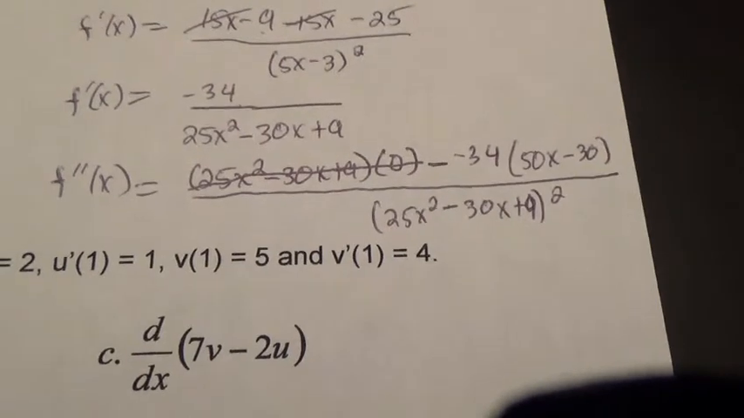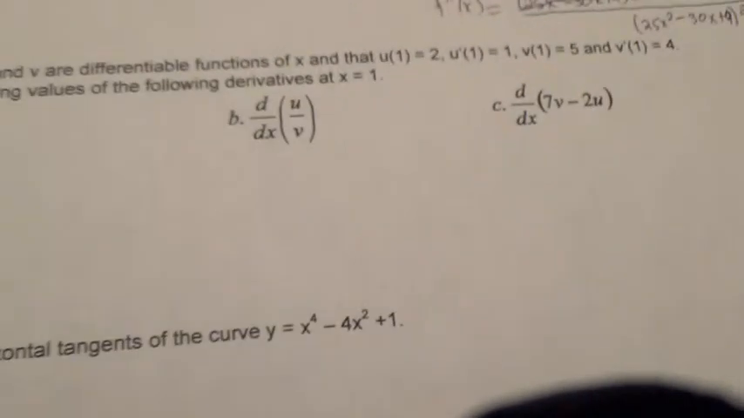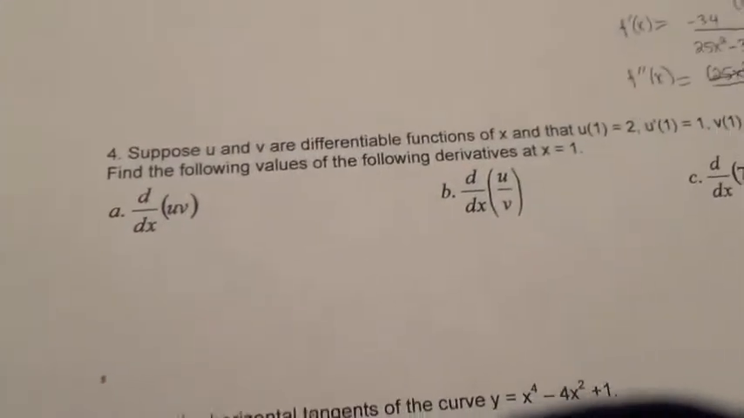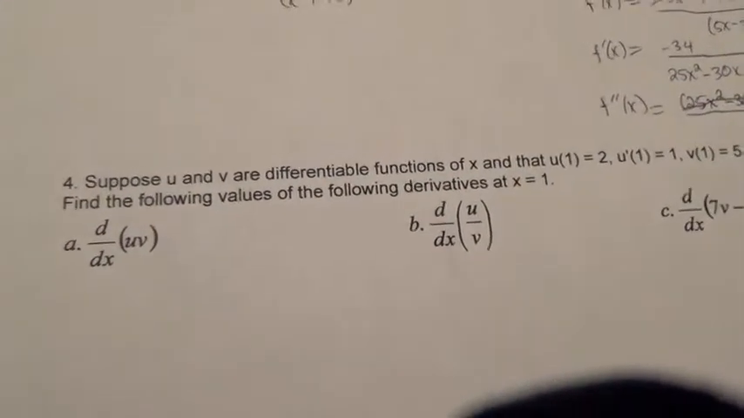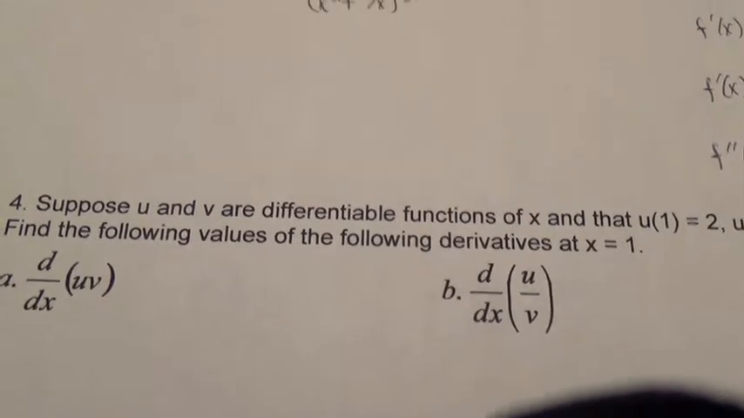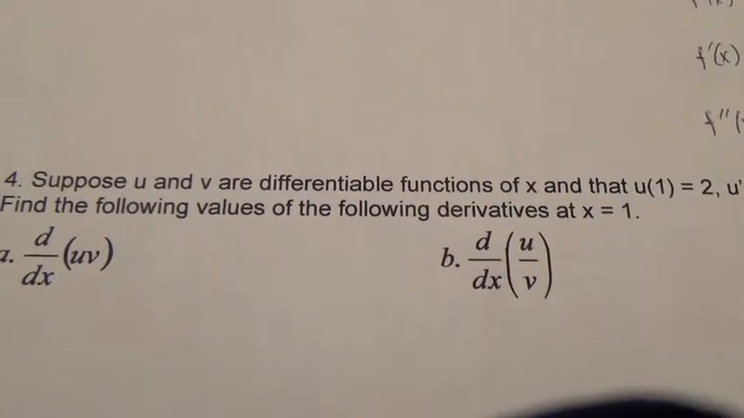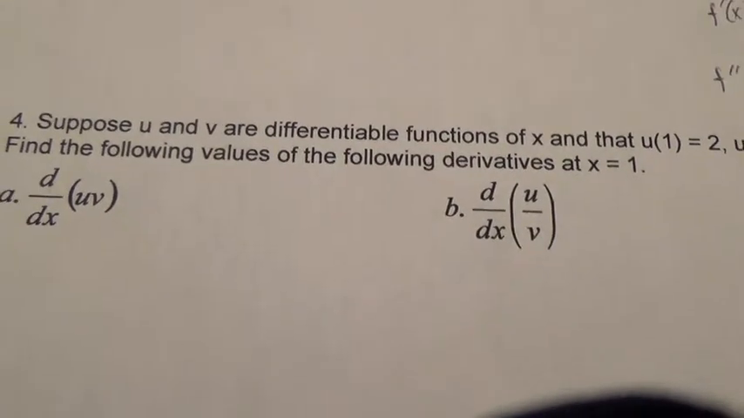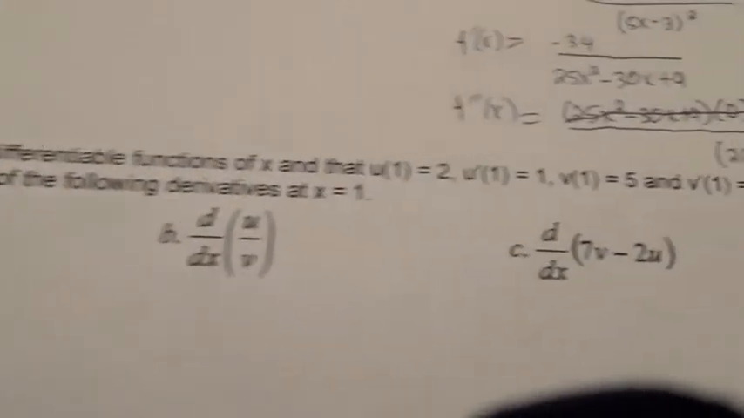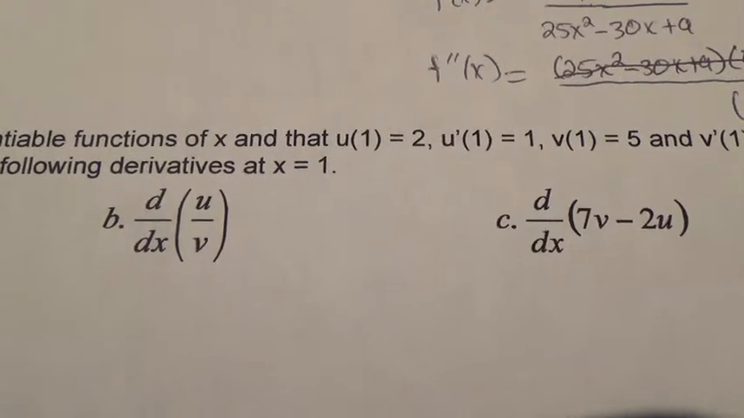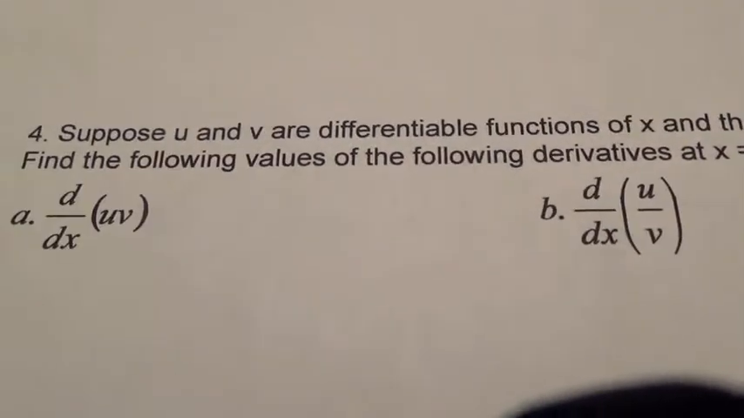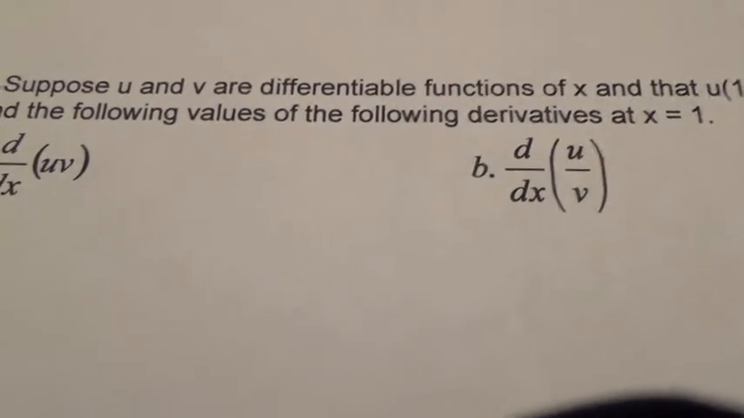All right, those are our main rules right now. These are just a little variation of it. So I'll give you this one. It says, suppose u and v are differentiable functions. We'll get into that word differentiable tomorrow. Basically what it means is you're able to take the derivative of a function. And then I tell you that u of 1 is 2, u prime of 1 is 1, v of 1 is 5, and v prime of 1 is 4. It says find the values of the following derivatives at x equals 1.